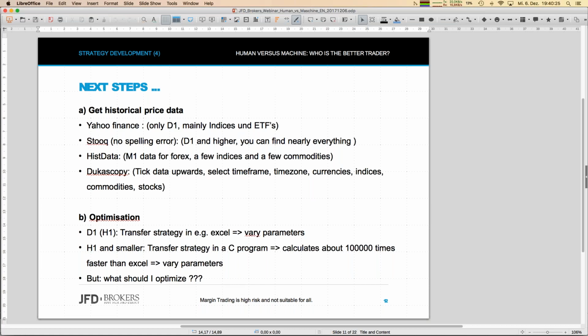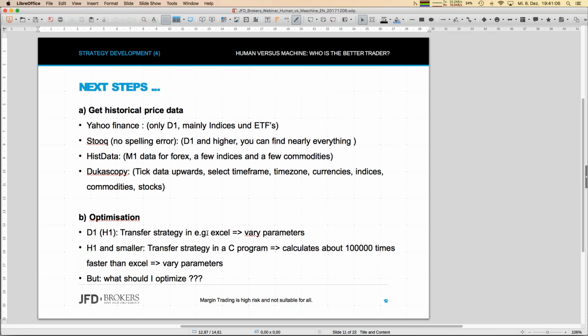You cannot manage that any longer in Excel, at least not if you want to have a look at long price histories, like, for example, 10 years, or even if you go a few years, then you have simply too much data. And what I do then is I write my own C programs because they can do that kind of calculation extremely fast. Compared, for example, to Excel or even to backtesting in MT4, it's about 100,000 times faster. And I show you an example later. But still there's one question.